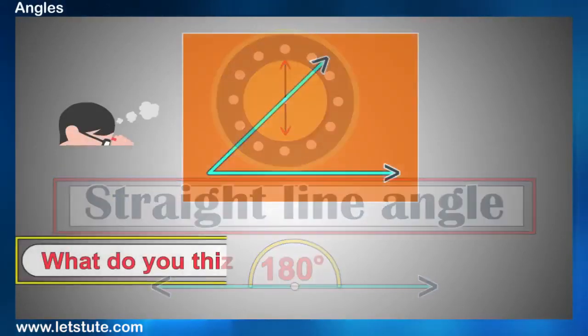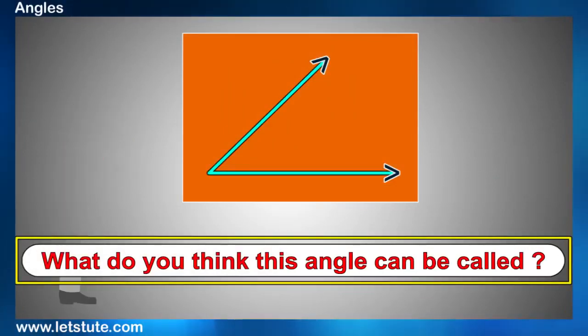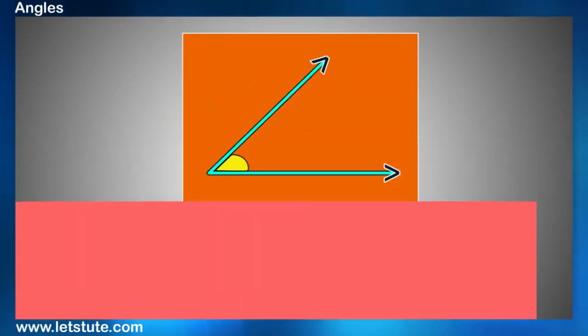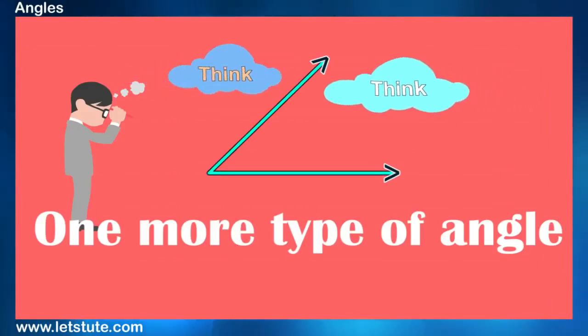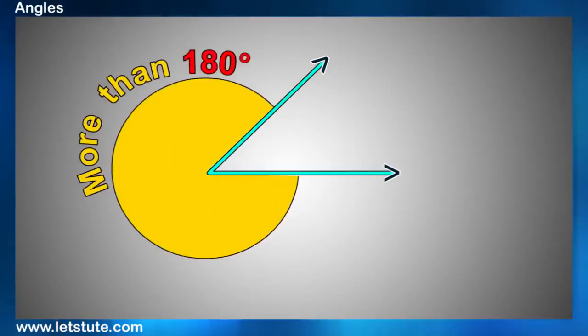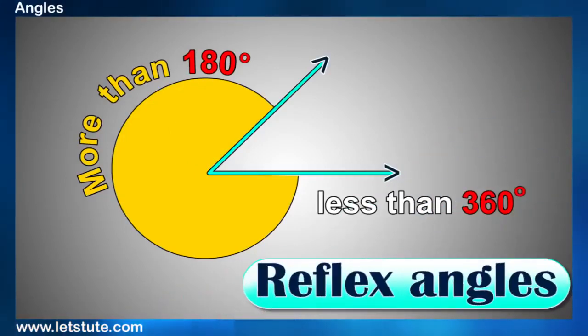Well, what do you think this angle can be called? So if you guys said that it's an acute angle, then you're correct. But then we do have one more type of angle in here. Can you think what it will be? The measure of these angles is more than 180 degrees and less than 360 degrees. And such angles are called reflex angles.